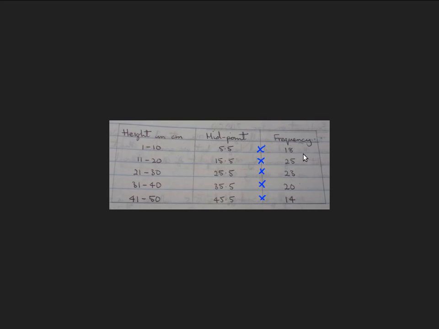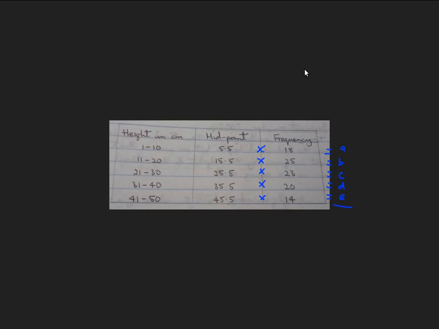Right, so this multiplied by this would give us some number. This multiplied by this will give us some number. This multiplied by this will give us some number, and so on. And when we add those numbers, we would get the mean height of the seedling. So when we add those numbers, and we divide by 100, which is the total number of seedlings in all, we would get the average height of the seedlings. So let's do the calculation.